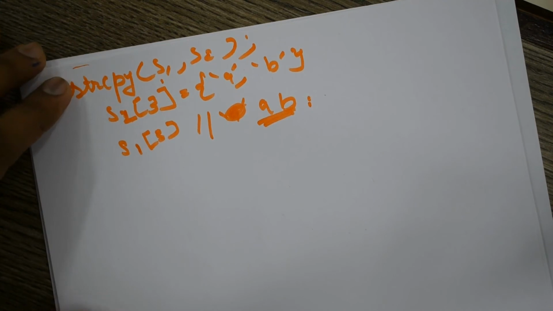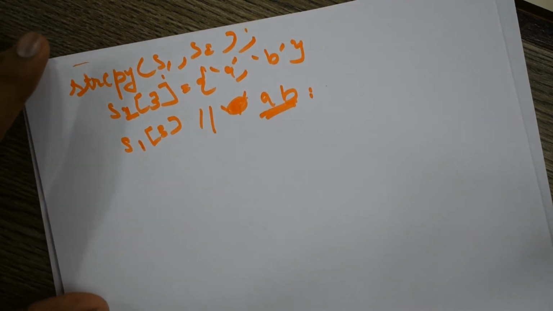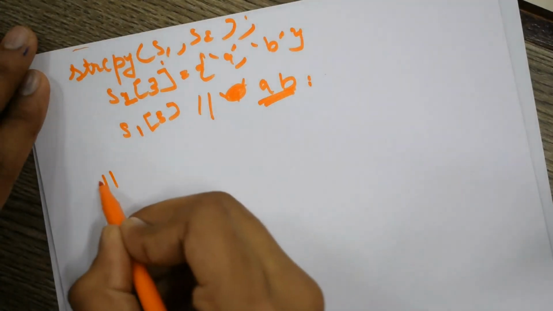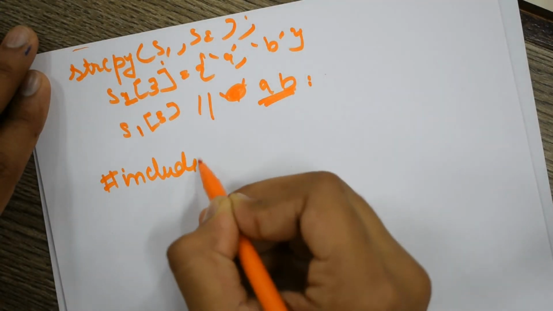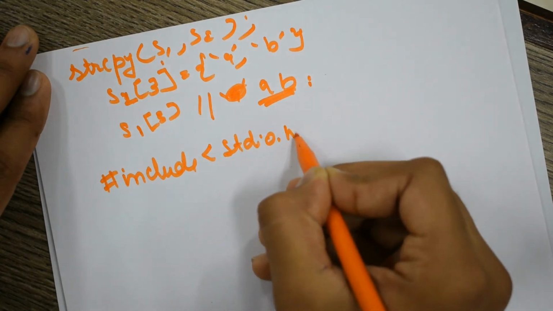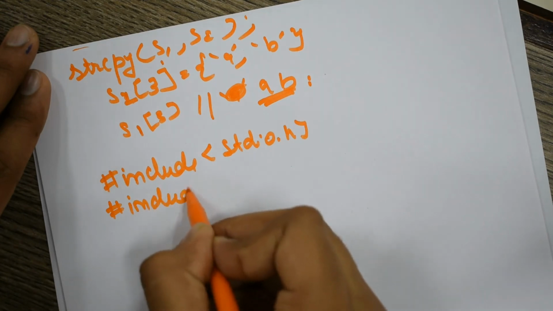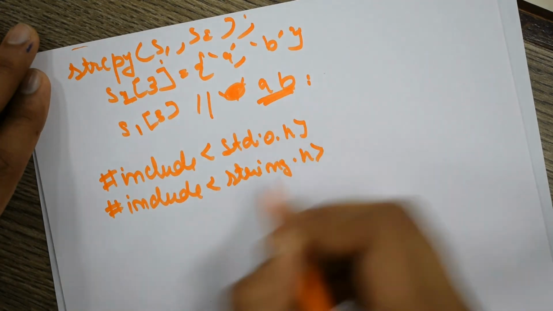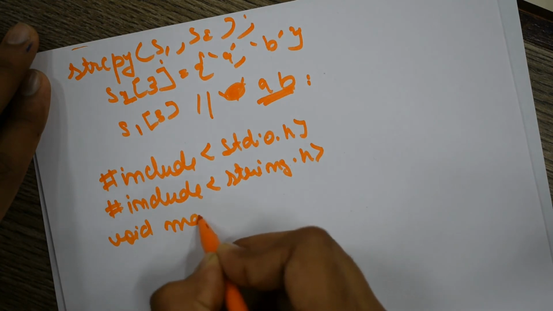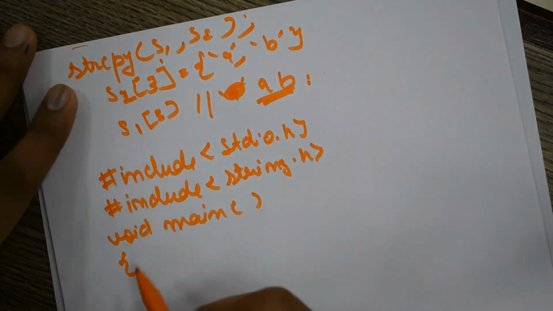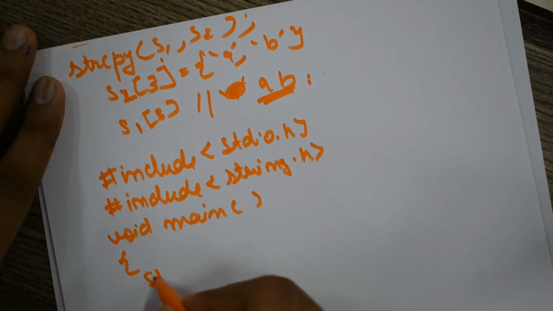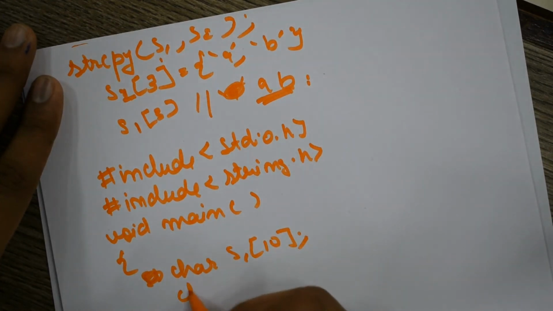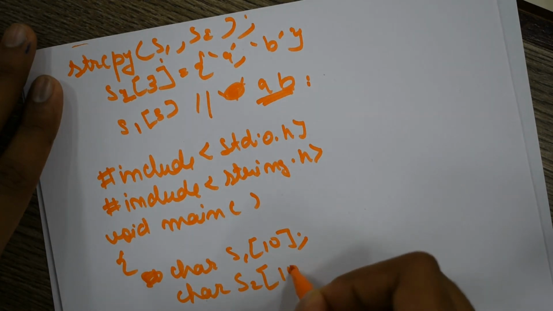Now let us discuss, let's take an example of a program, right? This program is general program to use the functions. So first we'll like to include #include stdio.h, #include string.h, void main. Now let's say we have a string s1 of 10. We have another string s2 of 10.